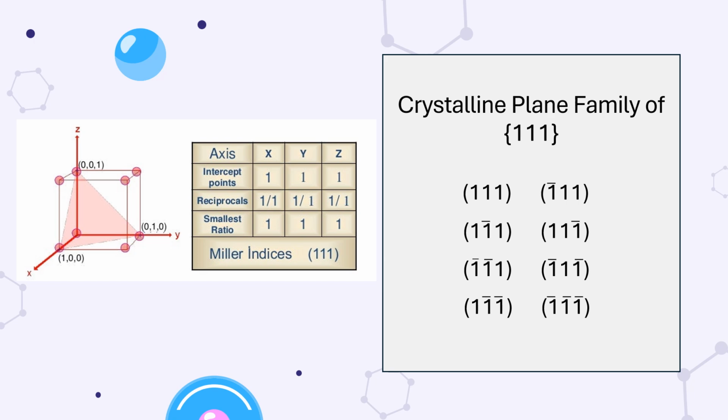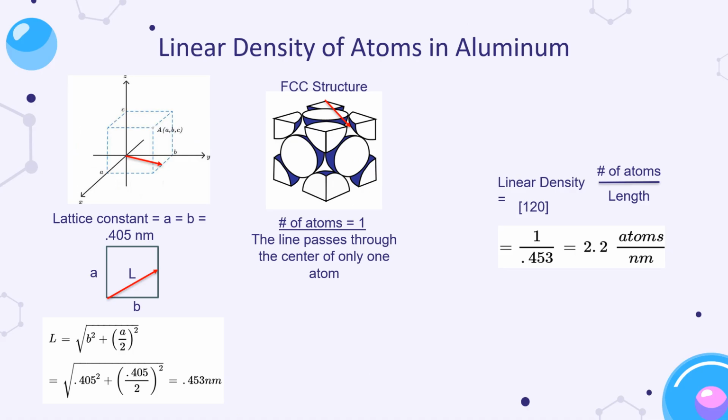Next, we're going to look at the plane 1, 1, 1. This is the plane that connects 1a, 1b, and 1c, shown by the shaded triangle in our picture on this cubic structure. Again, the family of planes represents all planes that you can make that are equivalent to plane 1, 1, 1. Next, we'll apply these concepts to calculate the linear and planar densities of our materials.